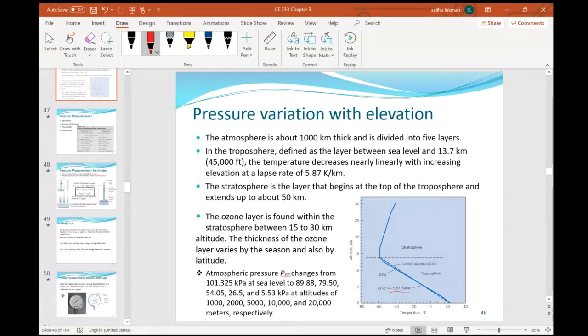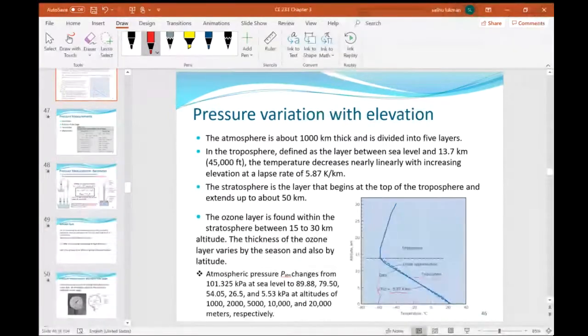Where the altitude goes up to 13.7 kilometers, it decreases in a linear approximation. Okay, this is the troposphere. Temperature decreases from about 20, 21, down to maybe minus 60 thereabout. So that's why in the plane, when you see the temperature, they will tell you it's about minus 45, minus 50 degrees Celsius.